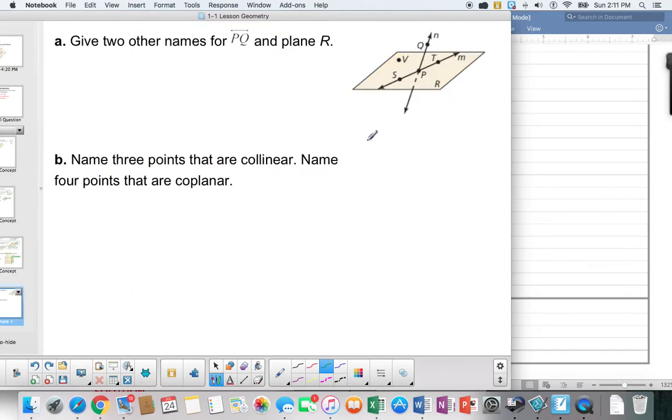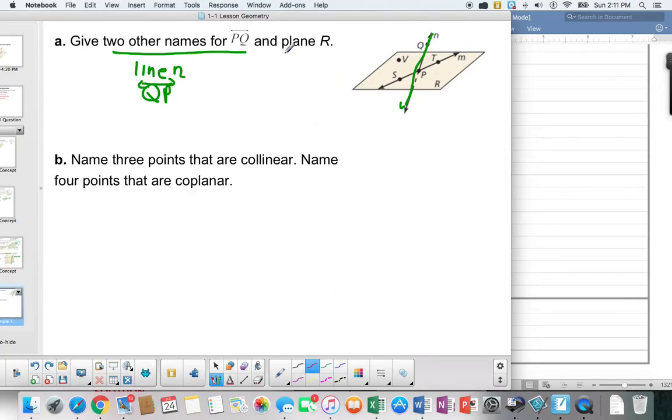Let's practice. Give 2 other names for line PQ. Here's line PQ right here. I could label it line N, or I could just reverse the letters Q, P and put the line symbol over it.